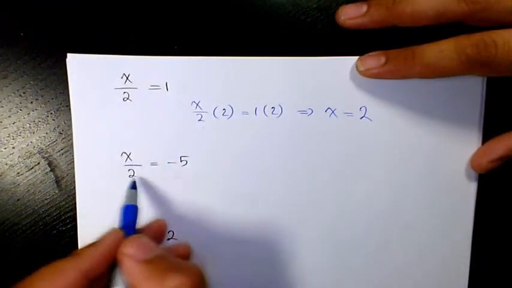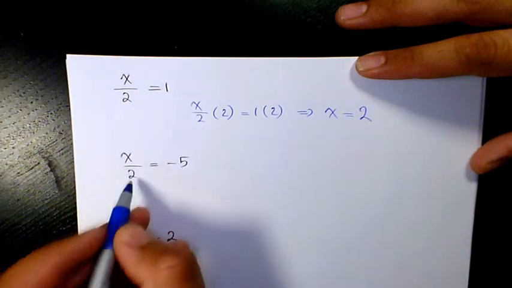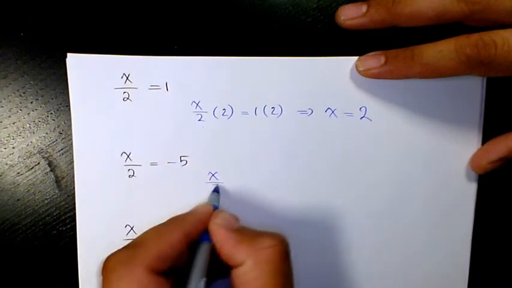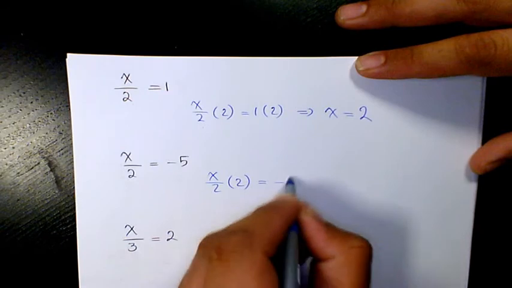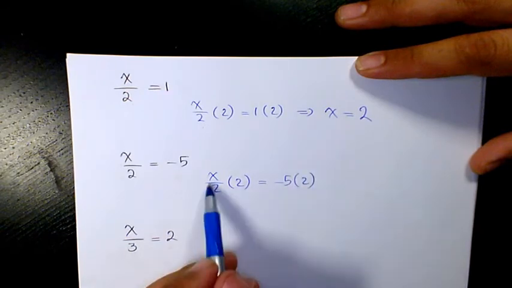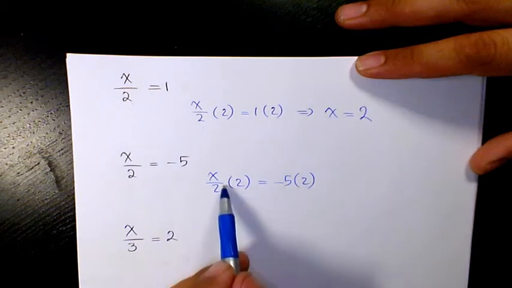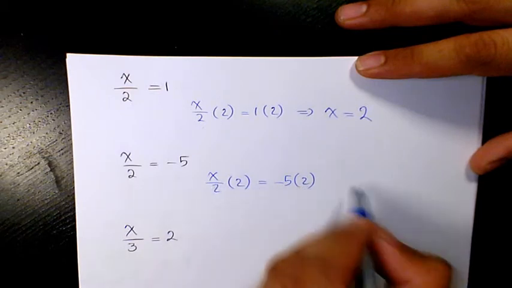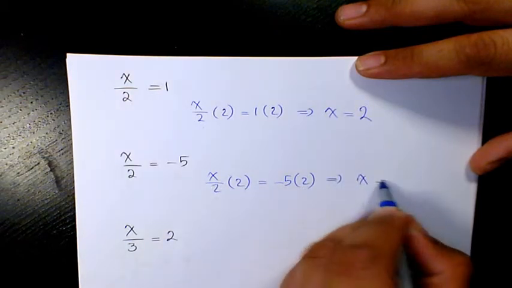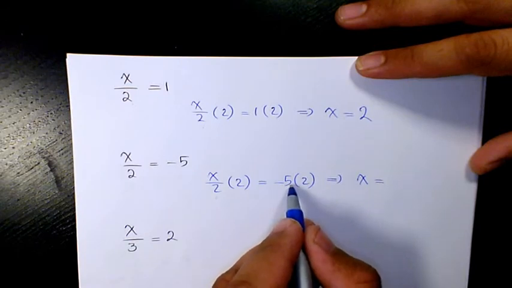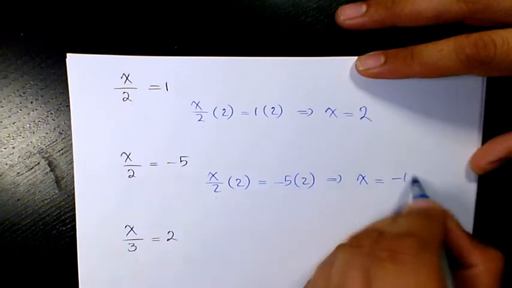X divided by 2 equals negative 5. So in order to isolate x, we need to multiply both sides by 2. The left hand side is going to be x over 2 times 2. The right hand side is negative 5 times 2. So 2 divided by 2 cancels out. We have just x on the left hand side, and on the right hand side we have negative 5 times 2, which is negative 10. So x equals negative 10.